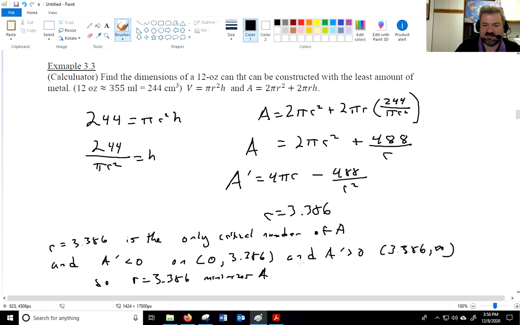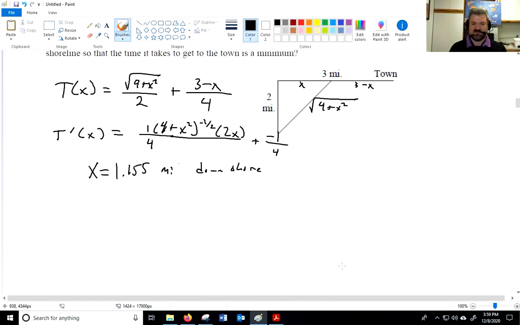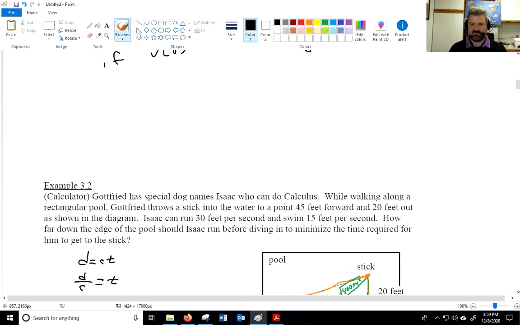And we want to find the dimension, so we've got one of them. To get the other one, we simply have to plug it into this formula and find out what it is. You can type that in if you want. It's 244 over pi times 3.386 squared. All right, so I'm kind of giving away how we can justify there. Let's go back and look at these problems here, since we forgot to justify.